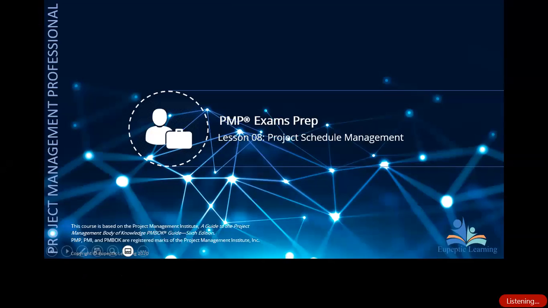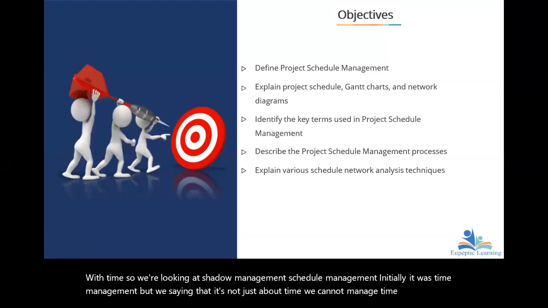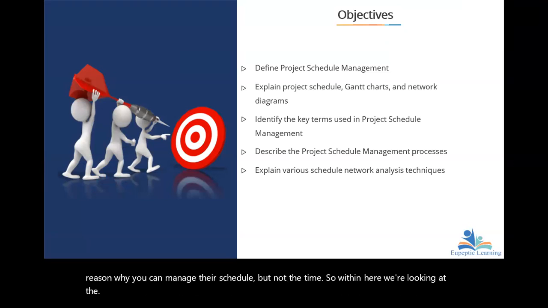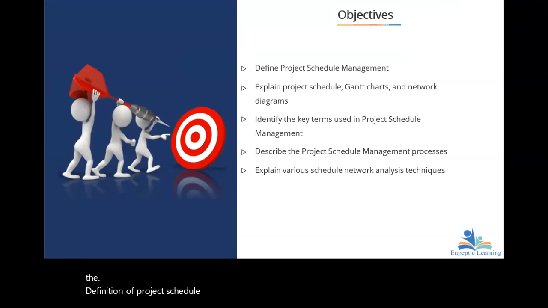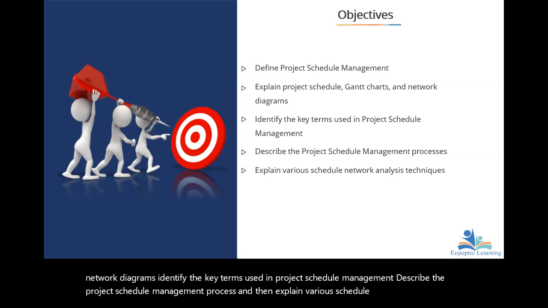So we're looking at schedule management. Initially, it was time management, but we're saying that it's not just about time. We cannot manage time. That's the reason why you can manage the schedule, but not the time. So within here, we're looking at the definition of project schedule management, explain what project schedule is, Gantt chart, and the network diagrams. Identify the key terms used in project schedule management. Describe the project schedule management process, and then explain various schedule network analysis techniques.